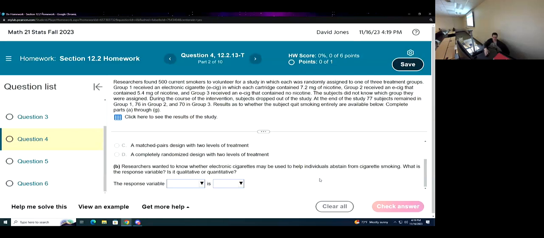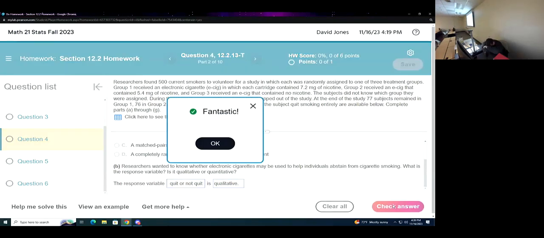Researchers wanted to know whether electronic cigarettes may be used to help individuals abstain from cigarette smoking. What is the response variable? Is it qualitative or quantitative? I think the response would be whether or not they quit smoking. Isn't that what they're trying to find out? Maybe not quit, but like not smoke. Yeah, quit or not quit. That was what I said first. That matches up. And since it's not a number, it definitely can't be quantitative. It's got to be qualitative. We got 3 levels of treatment. Response variable is quit or not quit.